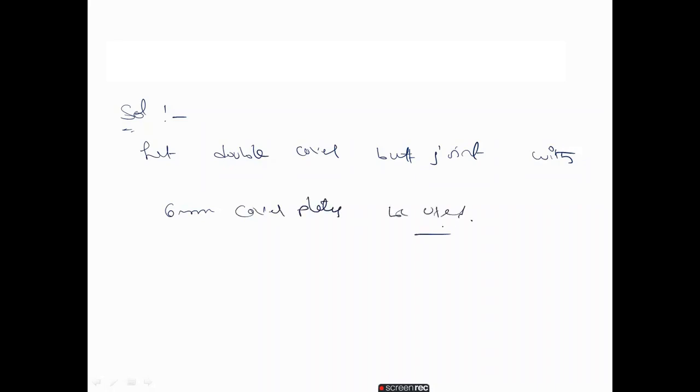So now let us take a double cover butt joint, if the 6 mm double cover plates are used here. First we have to calculate the strength of the bolts. The diameter of the bolt is 20 mm, they given in the data.